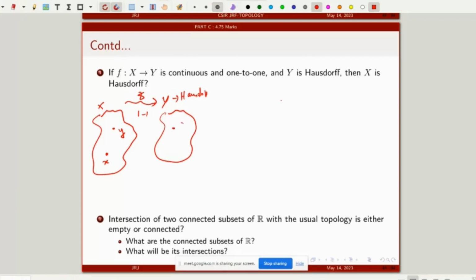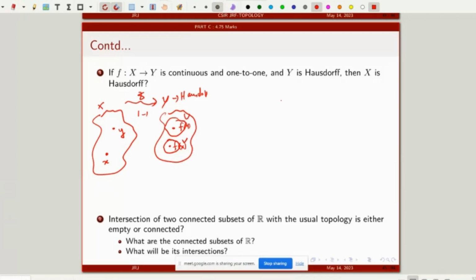So there will be corresponding f(x) and f(y). Will they be distinct? Yes, because f is 1-1. So we have two distinct points in another Hausdorff space Y. Now, can we separate them, since Y is Hausdorff? Yeah, so here you can separate f(x) and f(y). Call them U and V.